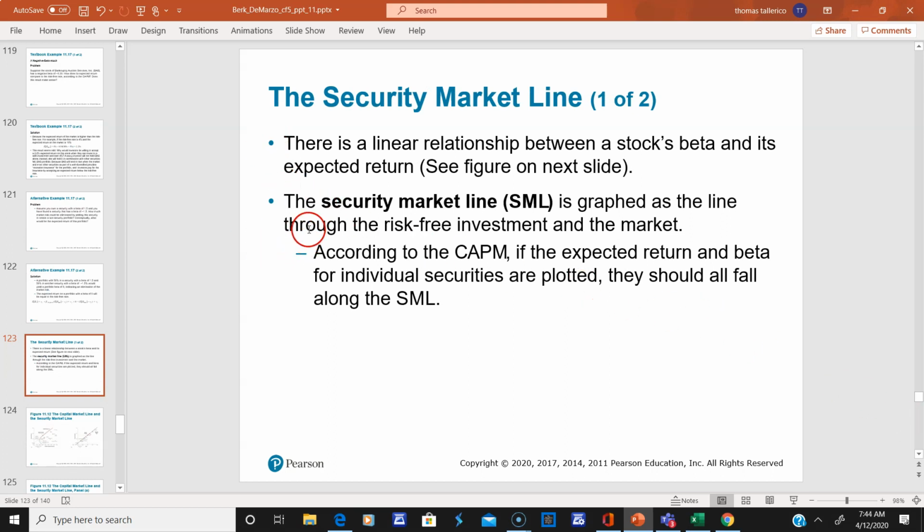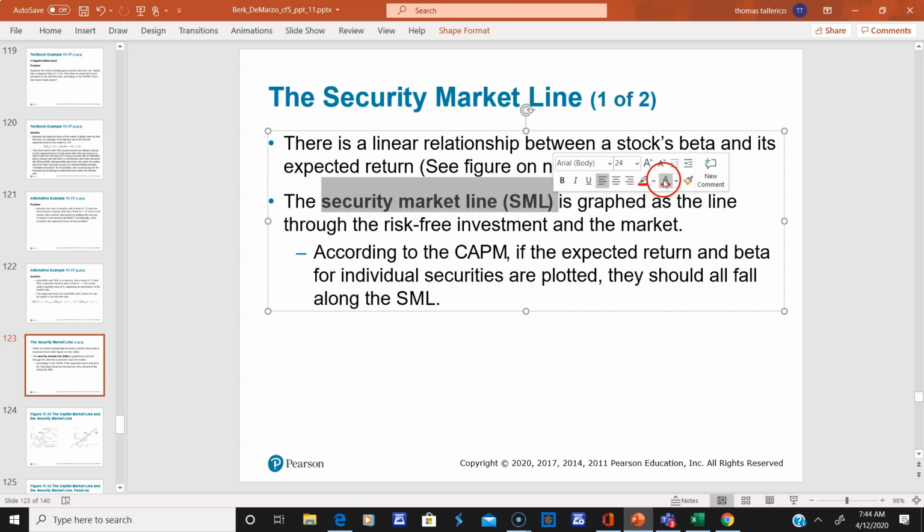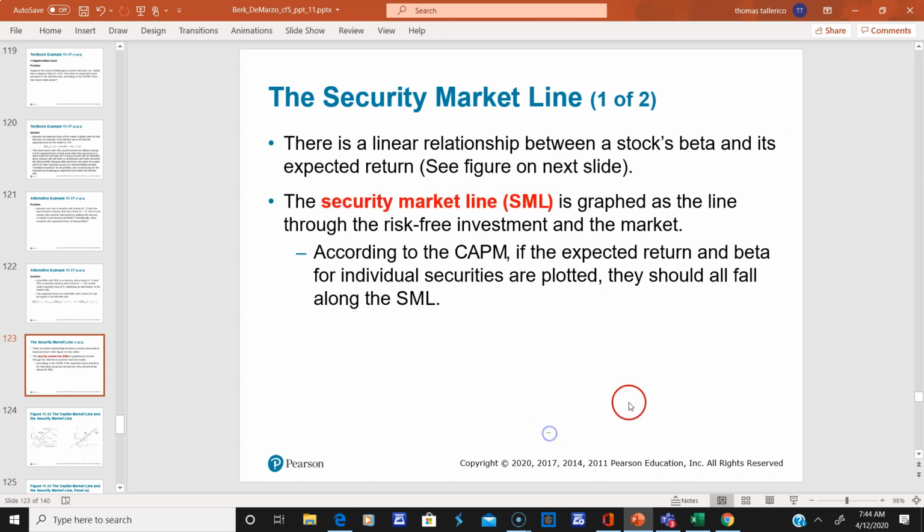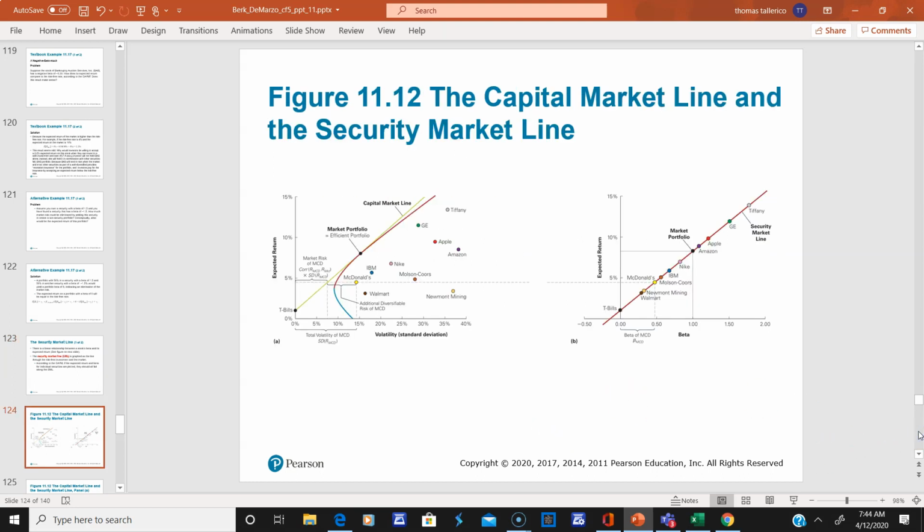In addition to the capital market line, there's a security market line. Again, it's just a line on a graph. So here's the market portfolio. This is the capital market line here, and this is the security market line here.